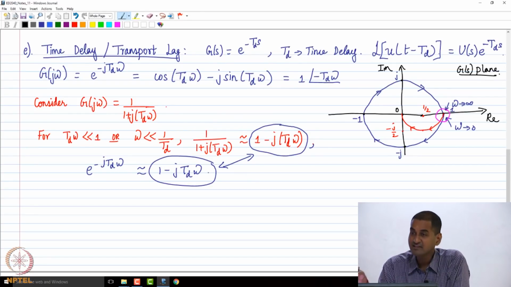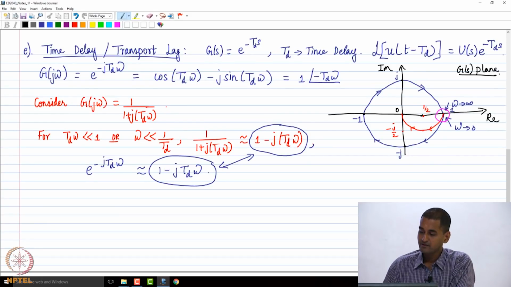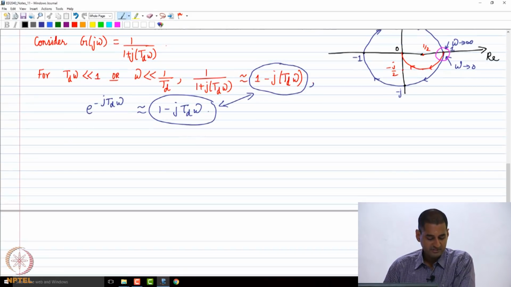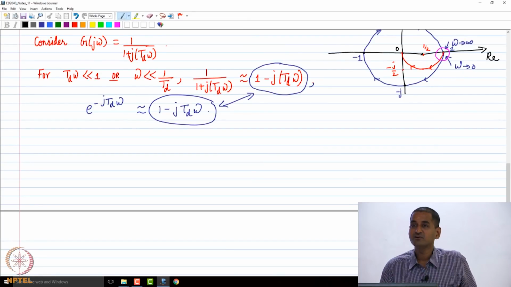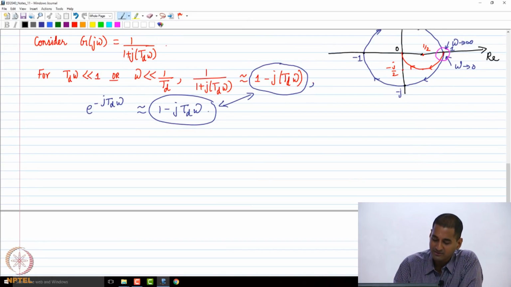So as far as the Nyquist plot of the transfer function which corresponds to the transport lag or time delay is concerned, it will be a unit circle. So that's what will happen. Fine. Now I am going to just briefly discuss the second order factor, but I am going to leave it to your homework.